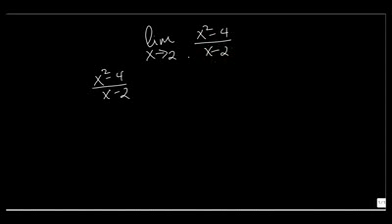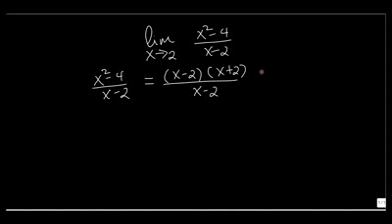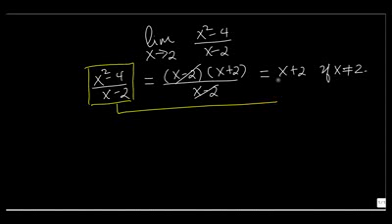One way to do this is to factor the top as x minus 2 times x plus 2, over x minus 2, which equals x plus 2, provided that the cancellation is possible, that is, if x is different from 2. So what we are saying is that this expression is the same as this one only for x different from 2. Since we are interested in the value of this as x approaches 2, we can replace this object by x plus 2.